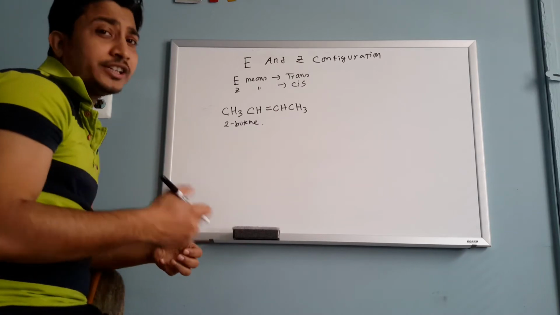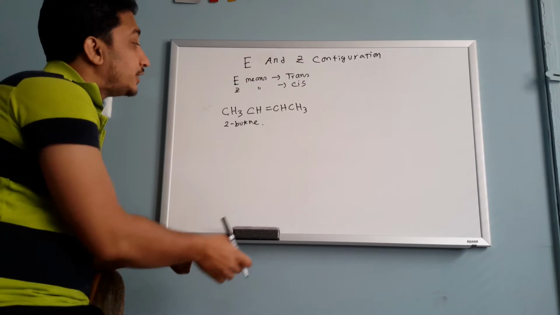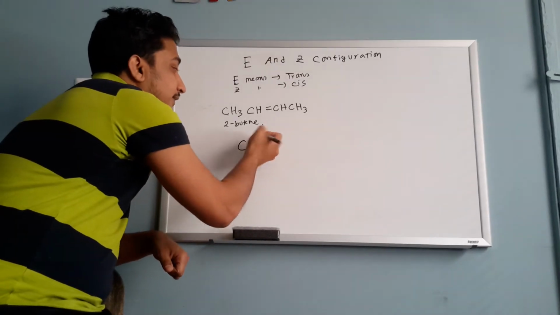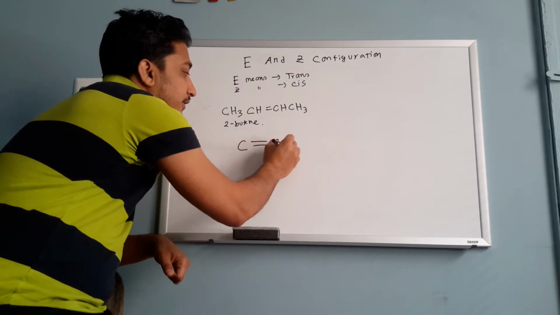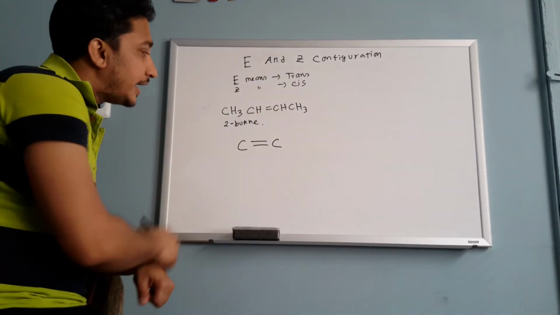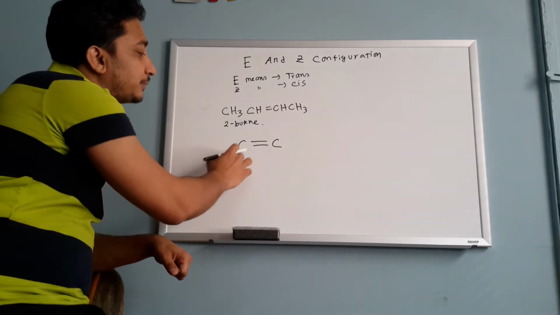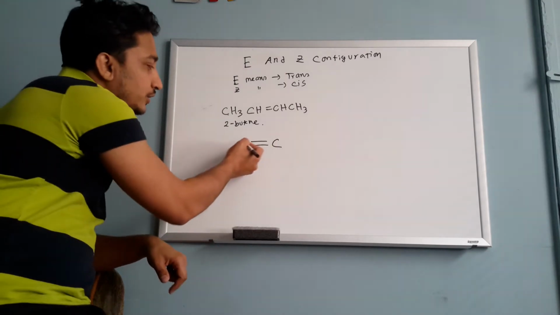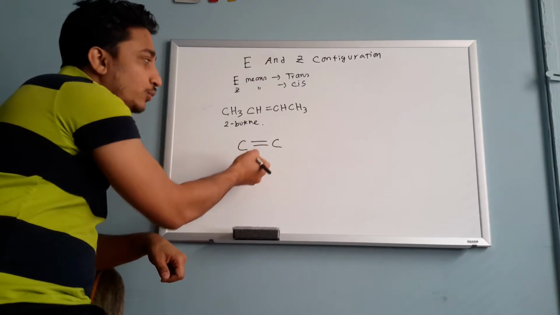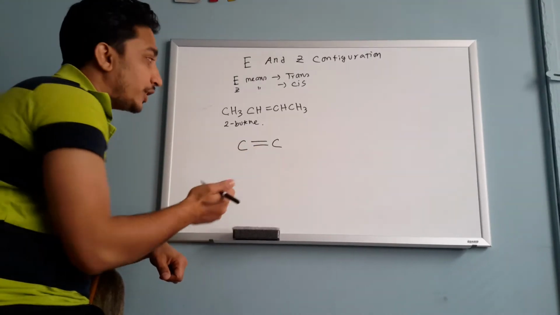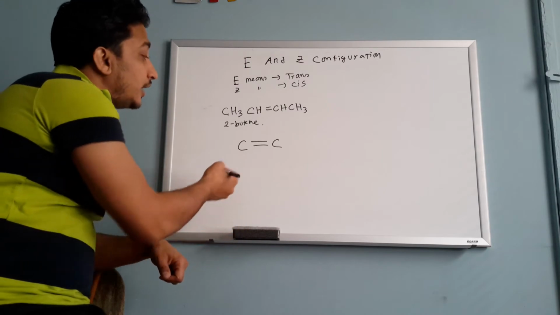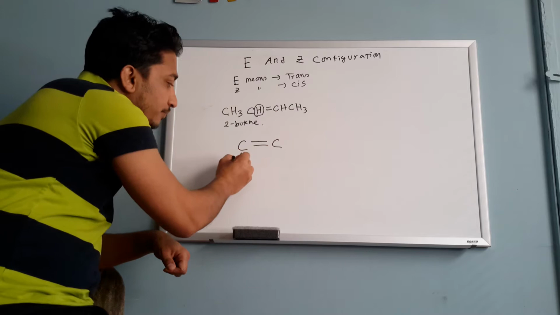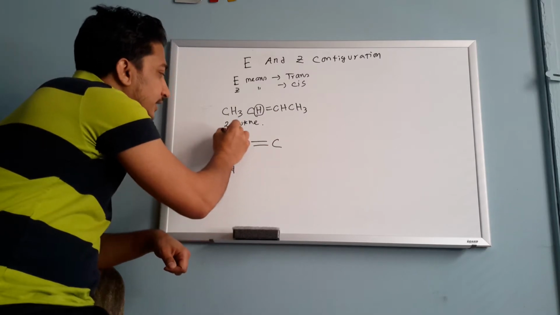I'll show you the technique for how you can make E and Z configuration. It's very easy and simple. Write the double bond like that, and when you write the double bond, just fill up the carbon hands. How many bonds does carbon need? 4. This carbon already has 2, right? So we need 2 more bonds, which means this hydrogen is 1 bond and this CH3 is 1 bond.